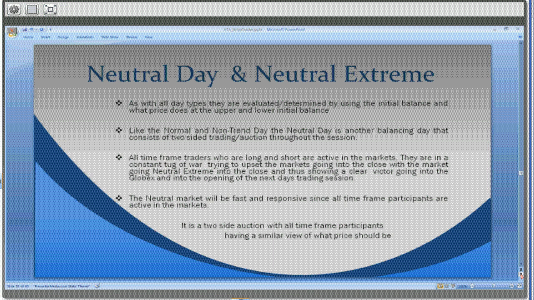Just like a normal day, non-trend day, neutral day is another balancing day that consists of two-sided trading. So anytime you see a market is sideways, it's balancing. So don't say to yourself it's choppy. Say they're balancing the orders. They're balancing the buy side and the sell side.